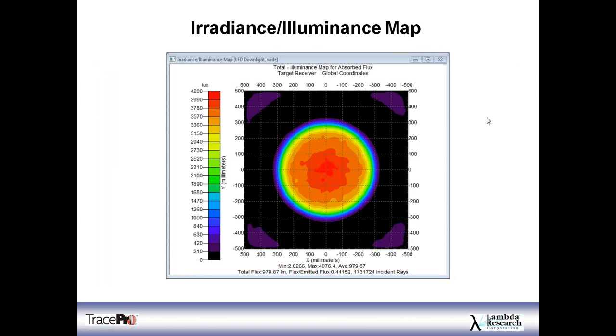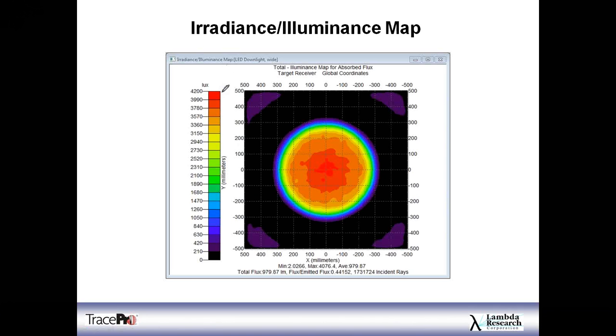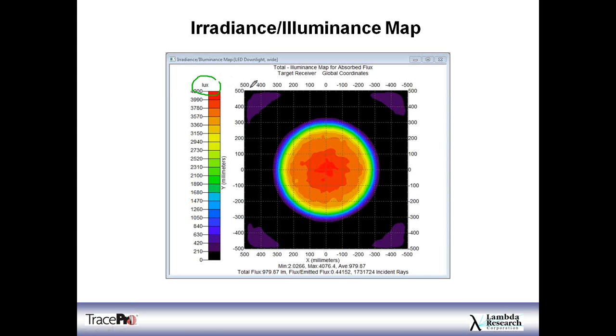So here's an example of an irradiance or an illuminance map. In this case, if you notice, I have my units set to lumens, so I'm in the photometric range. So I have lux for my scale here. As I mentioned, that's lumens per square meter. If we look down here at the display, we can see the total flux on this surface, the number of incident rays hitting the surface, and the minimum, the maximum, and the average lux values. In this case, we have an average lux value of about 970 lux.